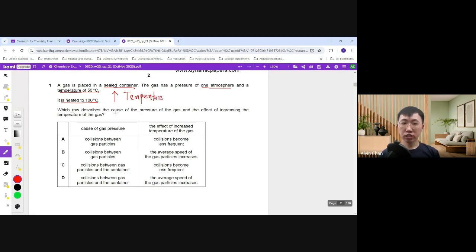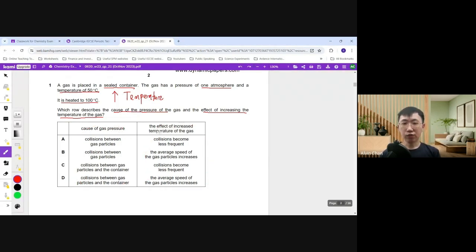Okay, which row describes the cause of the pressure and the effect of increasing the temperature of the gas? Cause of pressure, collision between gas particles. Not so correct. Collision between gas particle and the container. Okay, this one looks good. Let's say if you are not very confident, both also look very similar. You take a look at this section first.